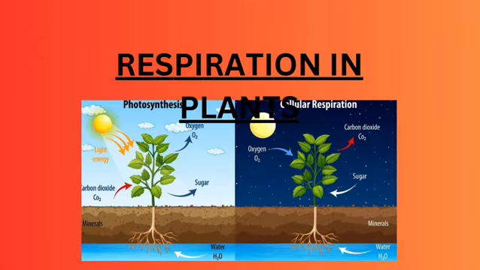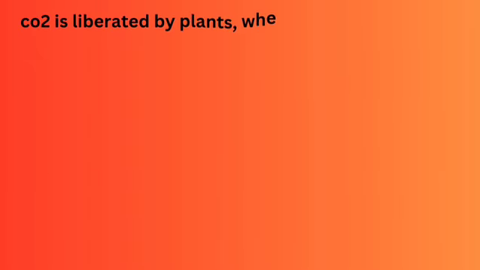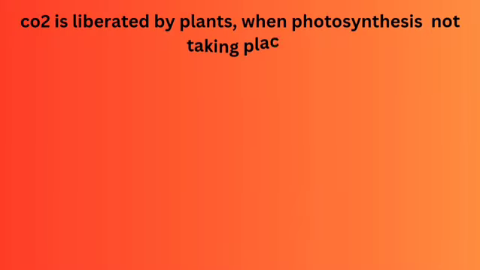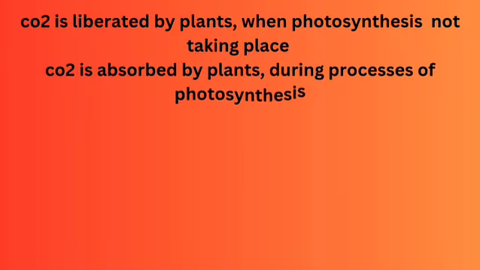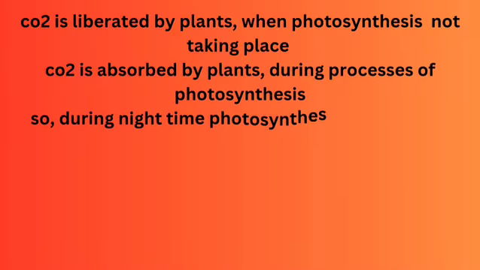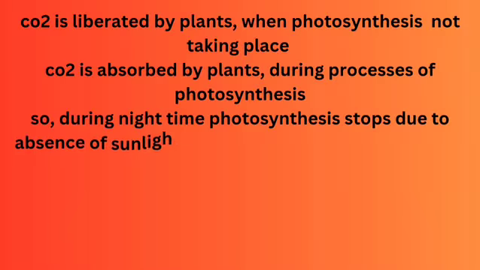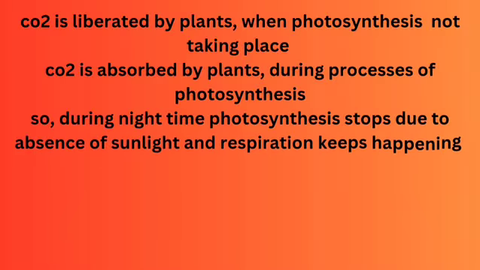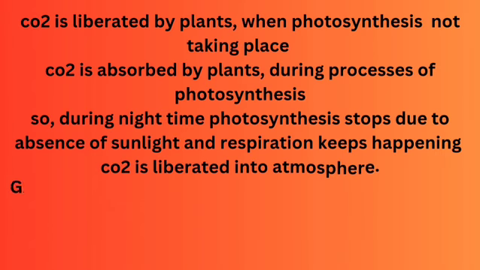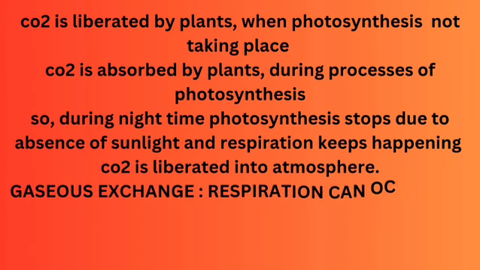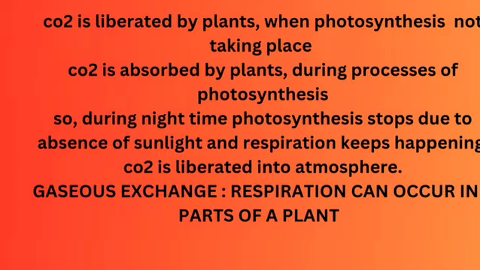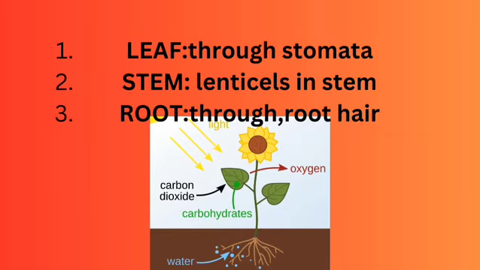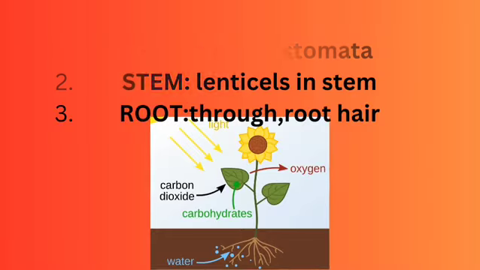Respiration in plants. CO2 is liberated by plants when photosynthesis is not taking place. CO2 is absorbed by plants during the process of photosynthesis. So, during nighttime photosynthesis stops due to absence of sunlight, and respiration keeps happening. CO2 is liberated into the atmosphere. Gaseous exchange: respiration can occur in 3 parts of a plant. From leaf, through stomata; stem, through lenticels; root, through root hair.